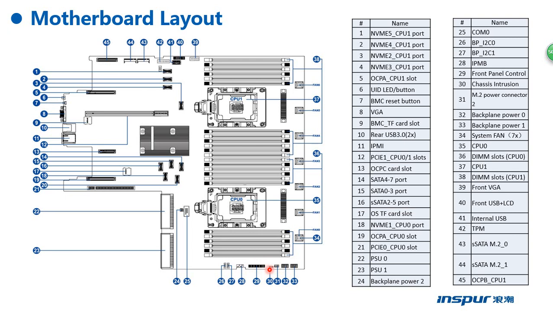When we remove the cover of the server, it will alarm because we have installed the chassis intrusion switch. The 31 is the M.2 power connector. The 32 is the backplane power 0, and the 33 is the backplane power 1. The 34 and the others are also the fan connectors.